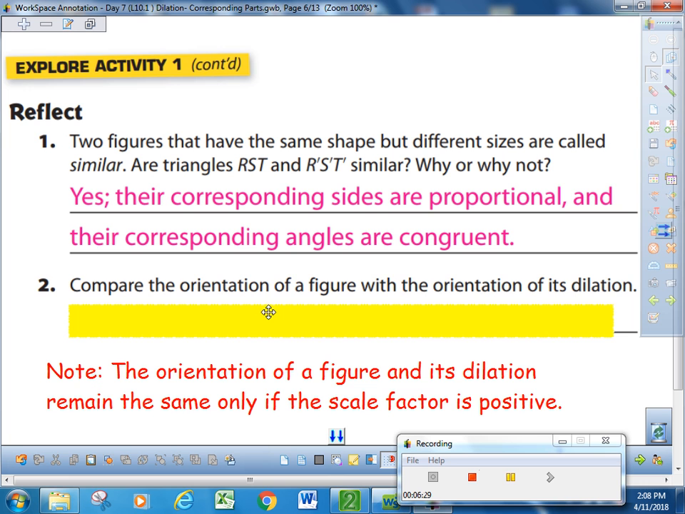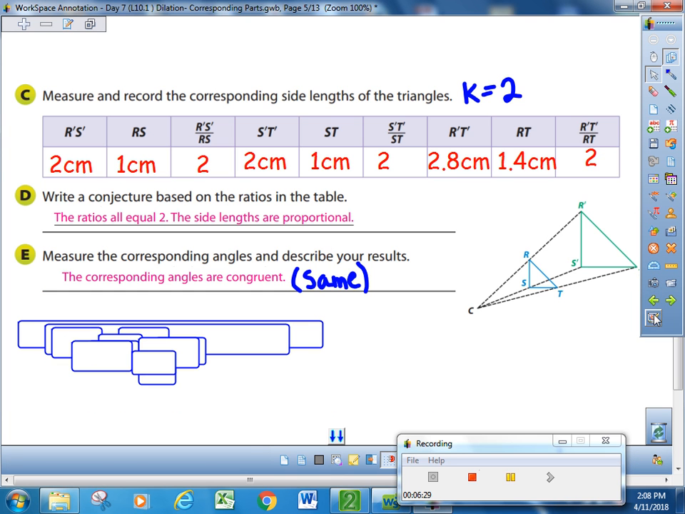And now let's look at the orientation. So remember, with orientation we have letter orientation and physical orientation. Let's look at the letter orientation first. RST, R prime, S prime, T prime. They're in the same configuration. And then are they in the same physical orientation? The R is at the top on this first figure, the pre-image, and on the image, R is on the top. T is on the right, and T is on the right on the other one. So they are in the same physical orientation also.